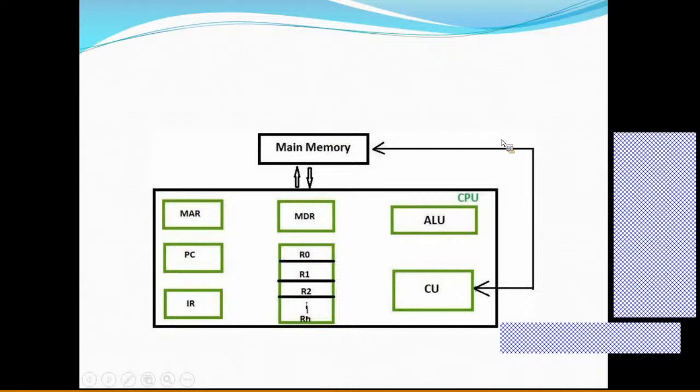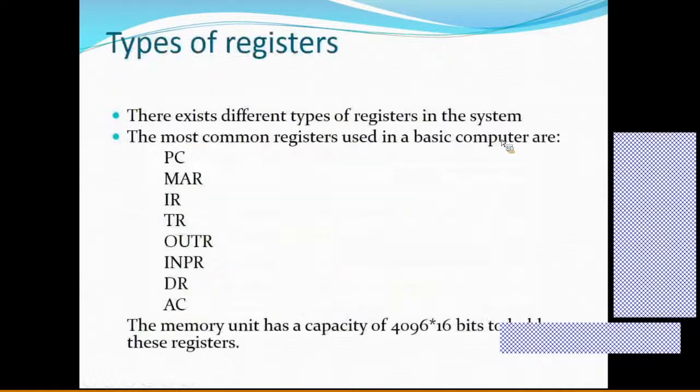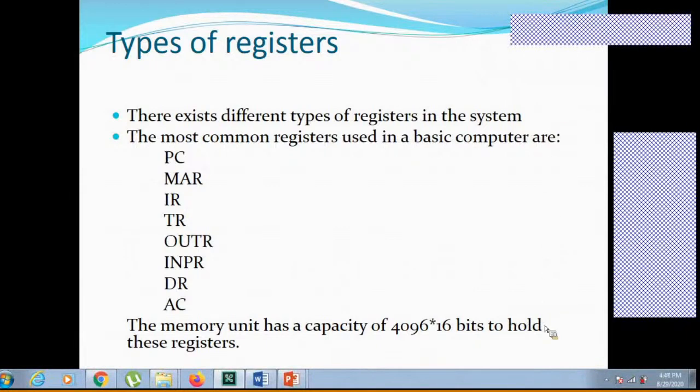Okay. So what are the types of registers? Just now I was talking about. There exist different types of registers in the system. PC, MAR. We'll come to know what is it as we go into the subject. Okay. PC, MAR, IR, TR, OutR, INR, DR, and AC. So here the memory has a capacity of 409, which hold these particular registers. So what are these? PC, what is this MAR? We will see.